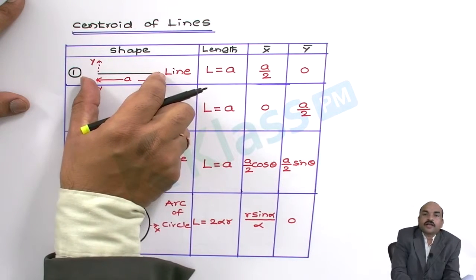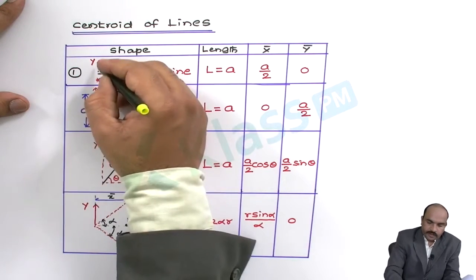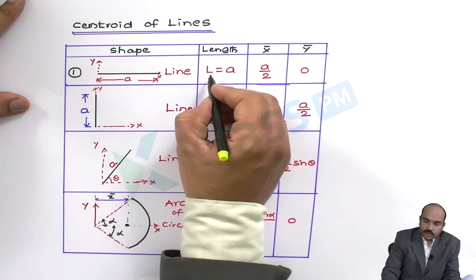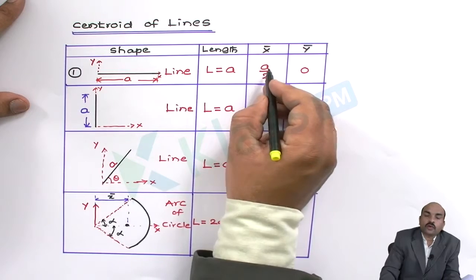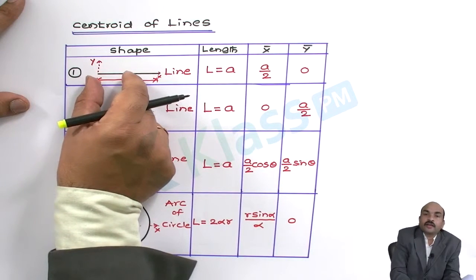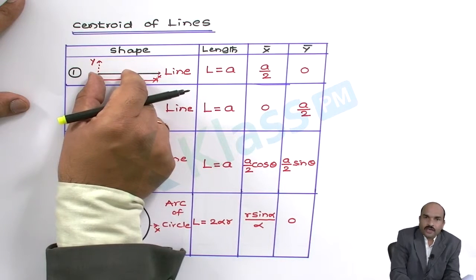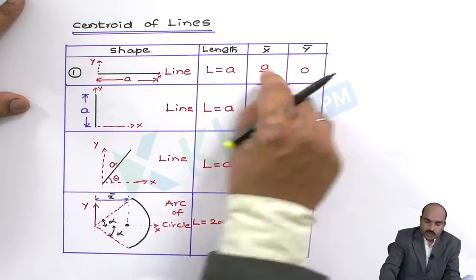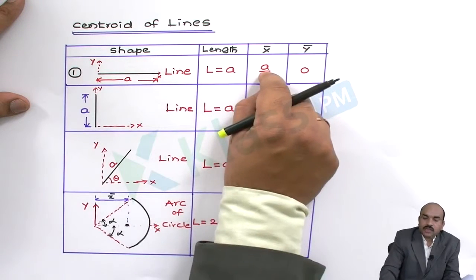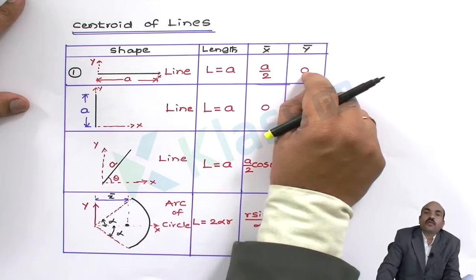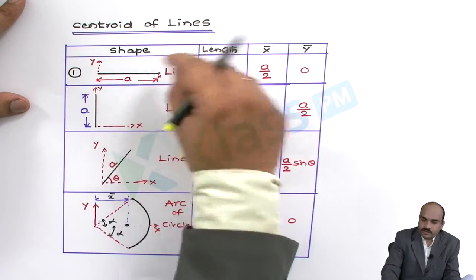Now for the first one, there is a horizontal straight line and the length of the line is, let us say, small a. Let this be the x-axis and this the y-axis. Let the length of the line L equal a. Then we know the center of the line will be at exactly half of the line distance. So a by 2, half of a, gives the x centroid, whereas y bar is 0 because there is no dimension along the y axis.